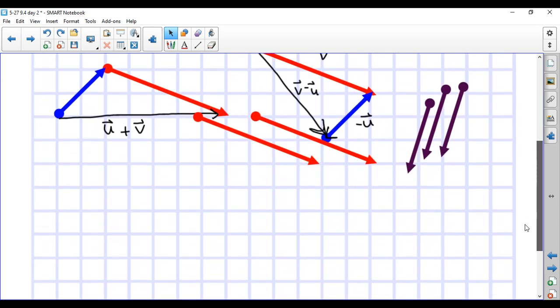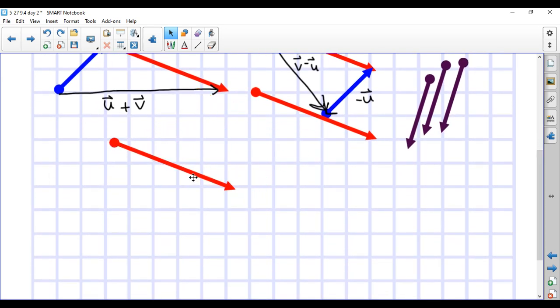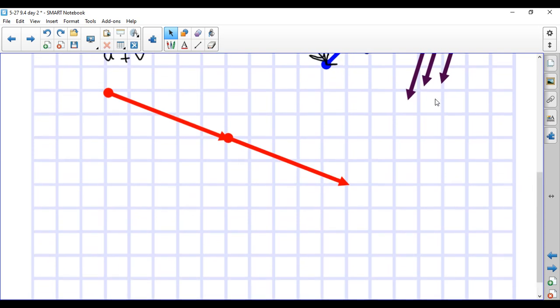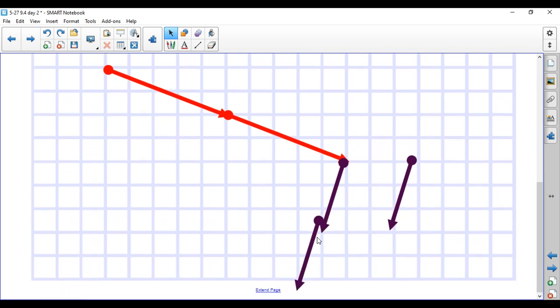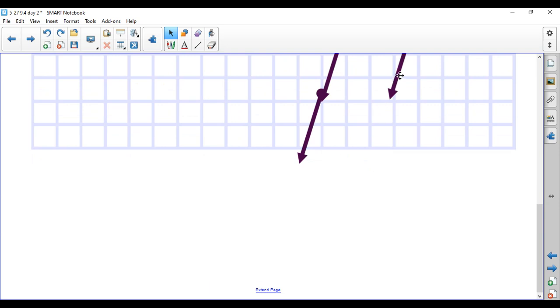So I need to add these head to tail. I'm going to do v plus v, and then I'm going to add 3w to that. So w, add w to the end of that. This is going to go a little off my page here. And w to the end of that.